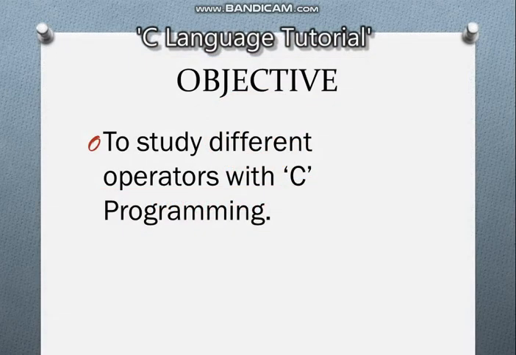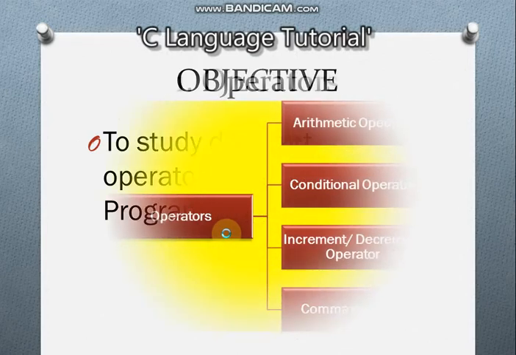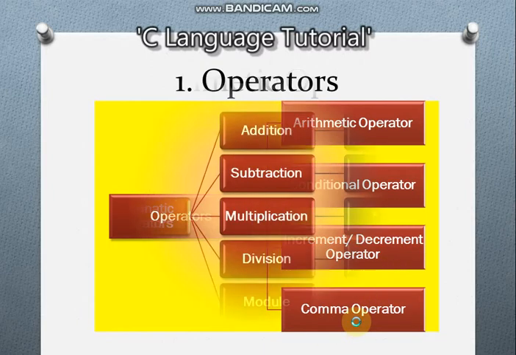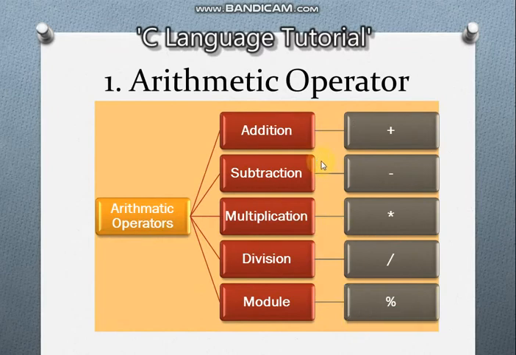Today we will see different types of operators with C programming. So let's study the operators. There are different types of operators such as arithmetic operator, conditional operator, increment decrement operator, comma operator. Arithmetic operators are addition, subtraction, multiplication, division and modulus.